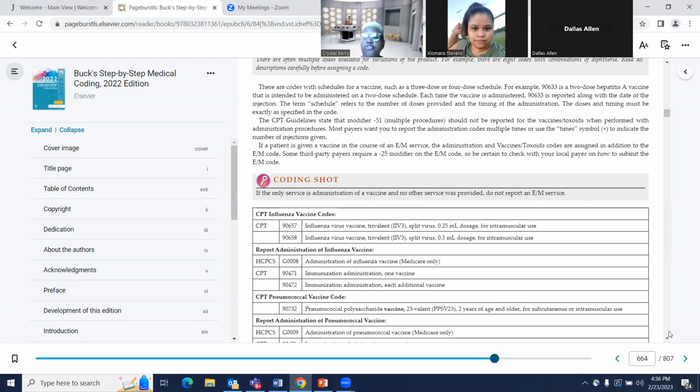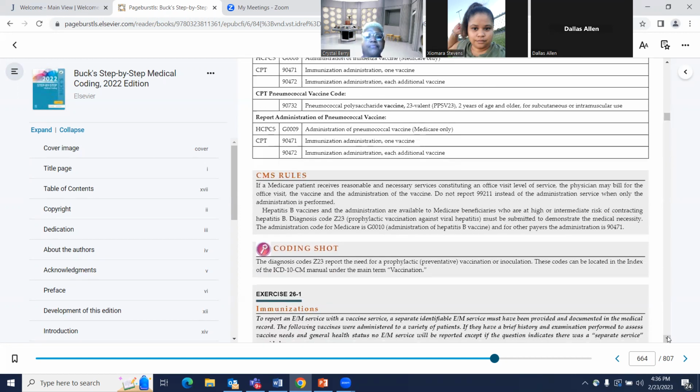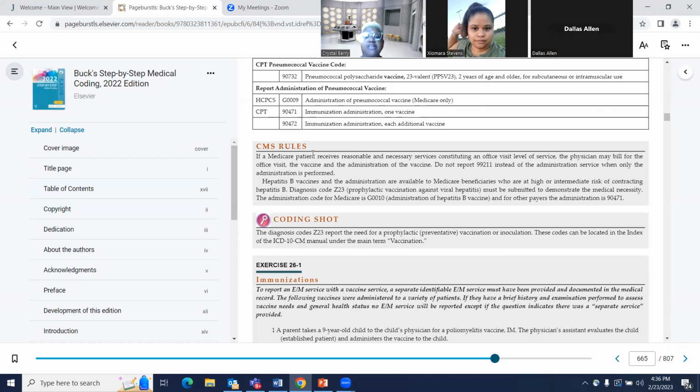So review this chart that you have. Make sure you're looking at these CMS rules. It says if a Medicare patient receives reasonable and necessary services constituting an office visit level of service, the physician may bill the office visit, the vaccine, and the administration of the vaccine. Do not report 99211 instead of the administration service when only the administration is performed.